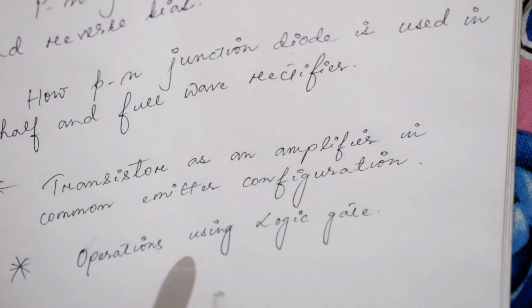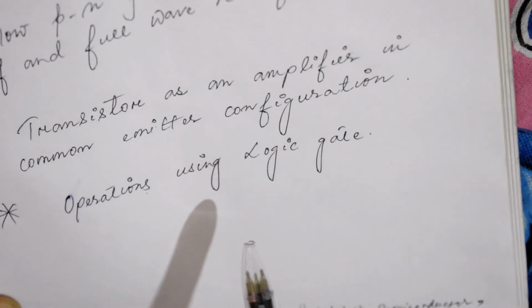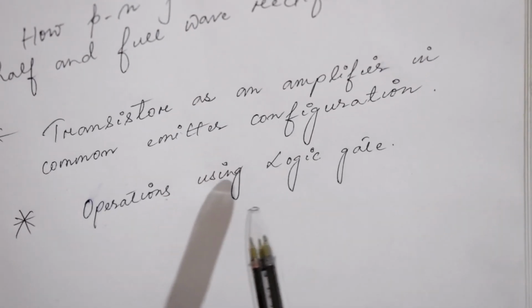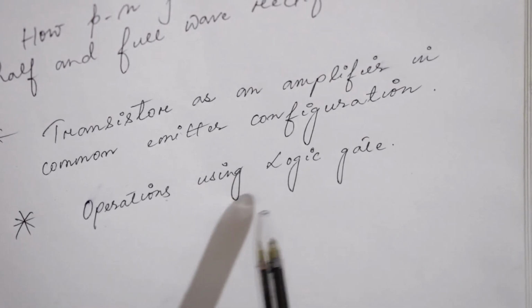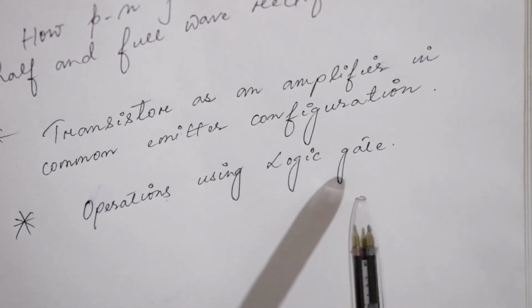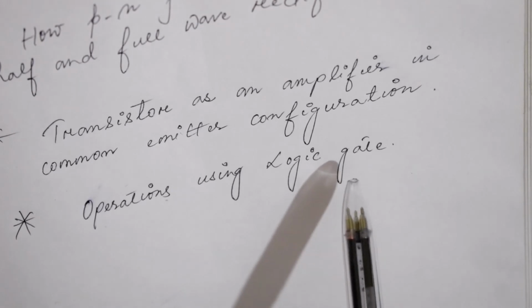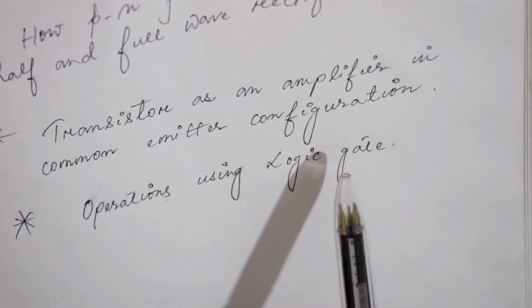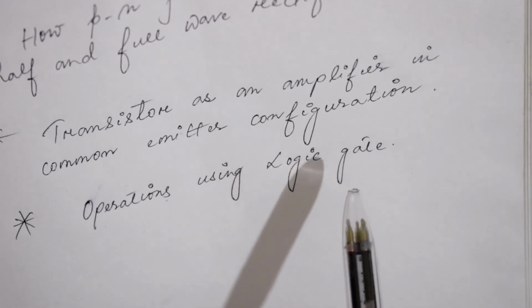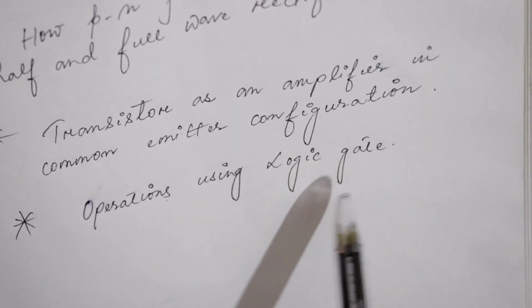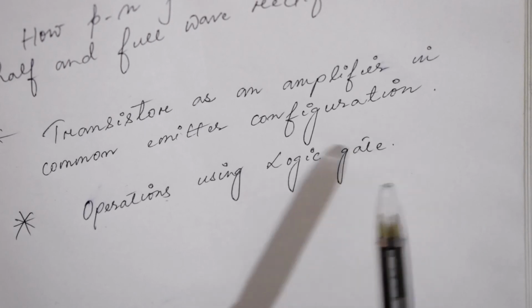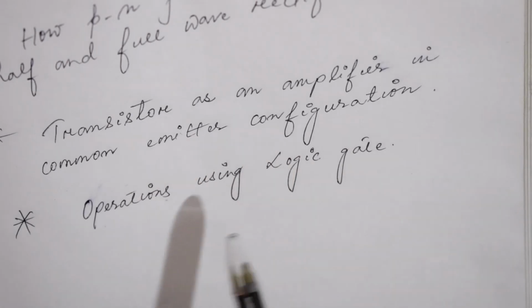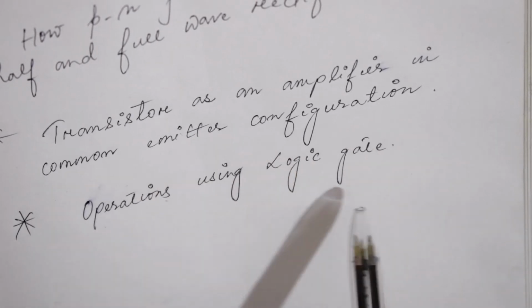The next topic which is important is operations using logic gates. The various operations using logic gates. The logic gates like AND, OR, NAND, NOT, XOR gates. So when various logic gates are connected together, what is the output of the final combination along with the truth table. So this is also an important topic.